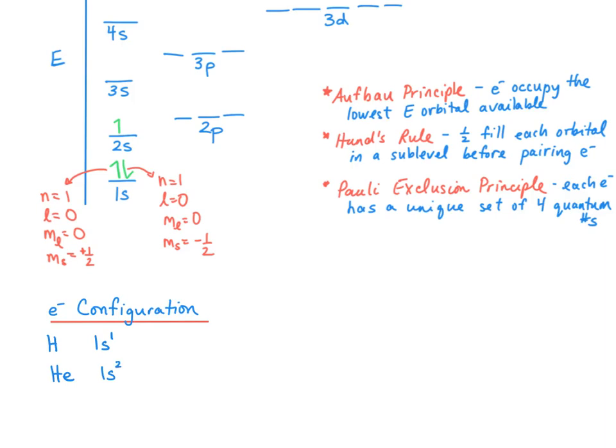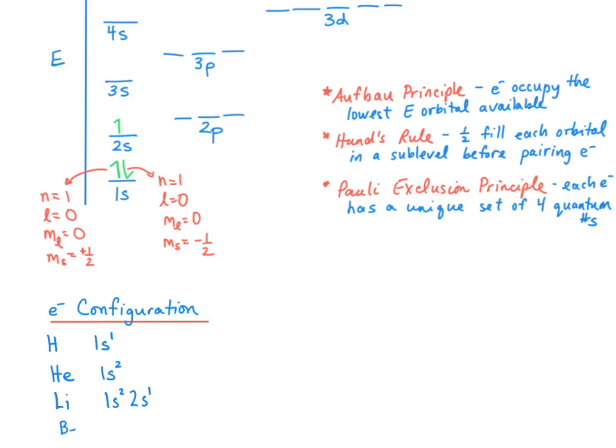Now don't read this as 1s squared, and I know in math that would be very, very correct. But in chemistry, we read it as 1s2 because in fact that exponent is indicating the number of electrons in that sublevel. When we move on to lithium, which is the diagram we have up there right now, 1s2, 2s1.